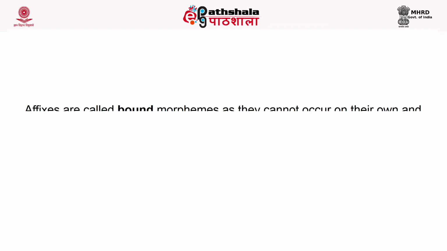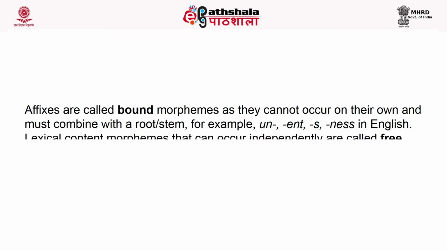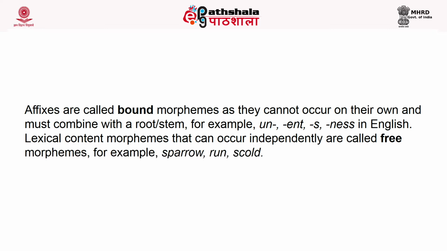Bound morphemes. Affixes are bound morphemes. They cannot occur on their own and must combine with the root. For example, in English, un, ent, ness, s are bound morphemes. I can't just say un and mean anything, unless it combines with another root. Free morphemes are the lexical content morphemes that can occur independently. For example, sparrow, run, scold.